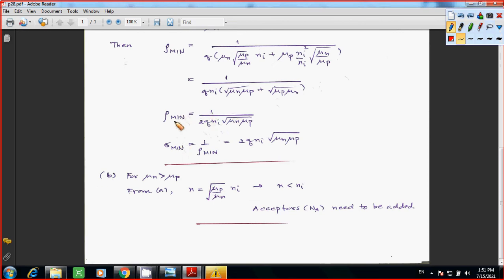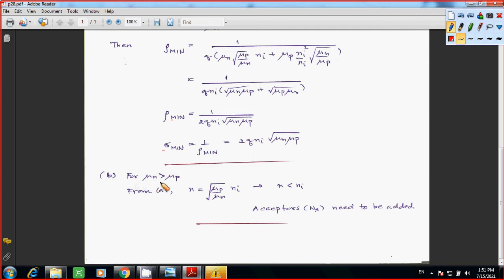Finally, you will have your rho min, that's resistivity, equal to 1 over 2q ni square root mu n mu p. And your sigma min is simply equal to 1 over rho, right? That's your conductivity. That's equal to 2q ni square root mu n mu p.